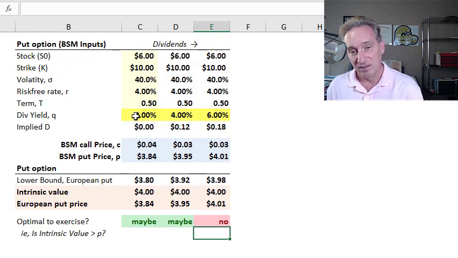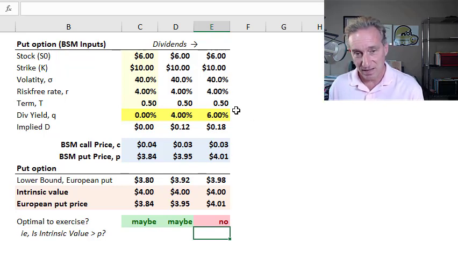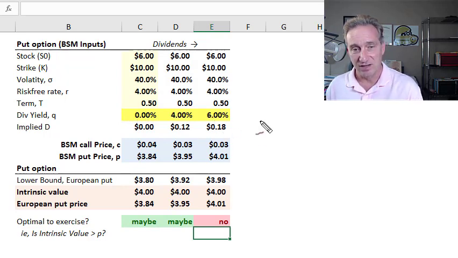Same thing here, dividends are increasing, only this time, because it's a put, I have a stock of 6 and a strike of 10, so you'll notice I have an in-the-money put, and then the dividend yield increasing. And now we can start to understand why there's a conceptual difference, or the main conceptual difference, between the call and the put. Consider that, again, strike price of $10.